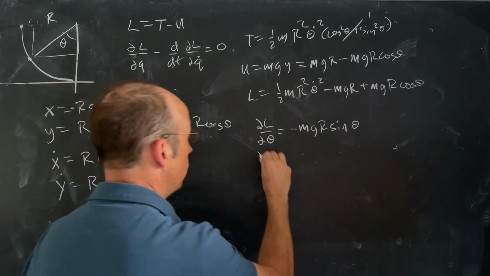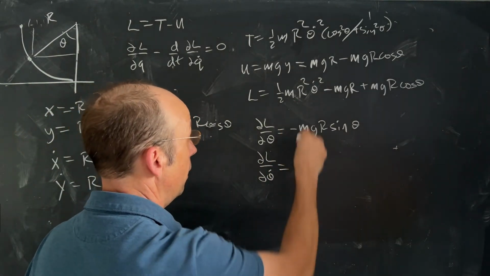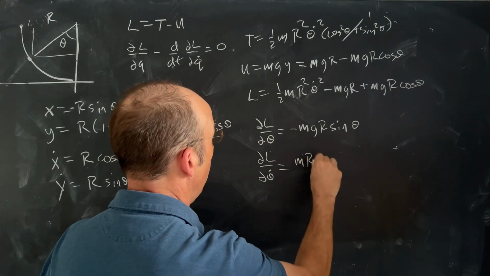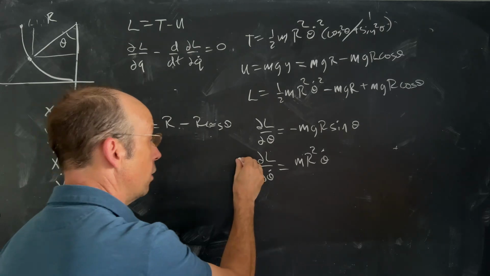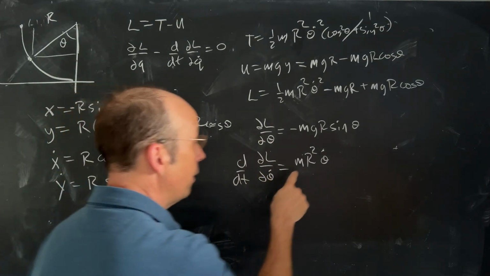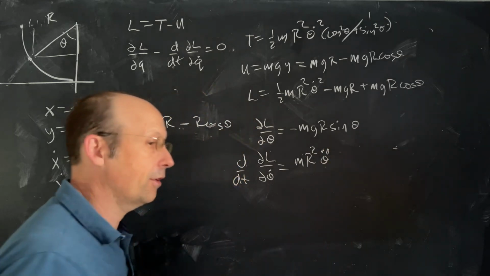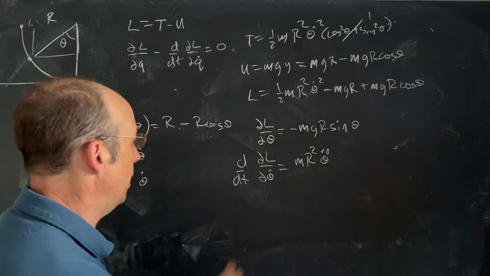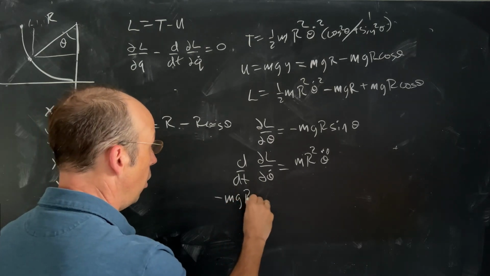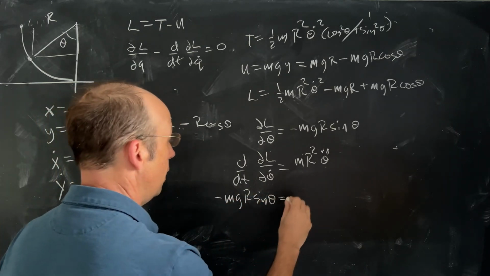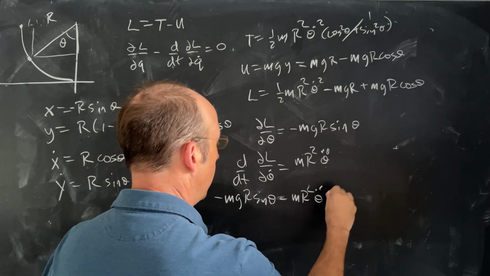Now let's do the partial of L with respect to theta dot. So here's my only theta dot. So I get m r squared theta dot, right? Because I bring the power rule down. And now I take the derivative of both sides with respect to time. So there's only one thing that depends on time, and it's that theta. So I get theta double dot. I hope I didn't skip too many steps with that, but it shouldn't be too bad. And now I'm going to take this minus that. So I get minus mgr sine theta minus mr squared theta double dot equals 0.